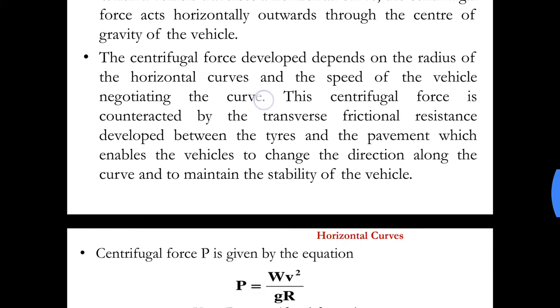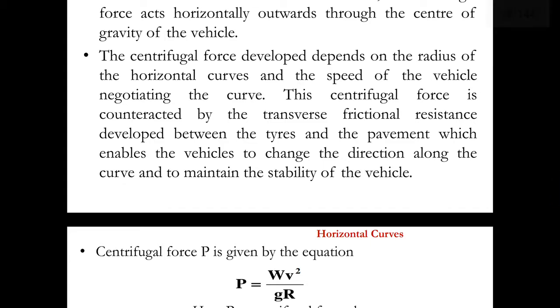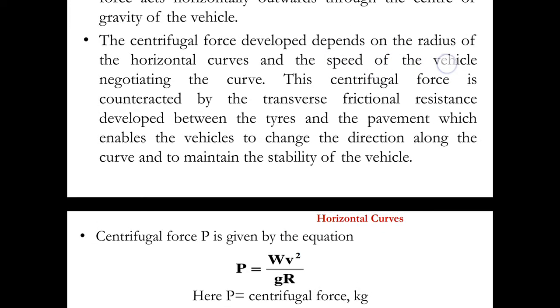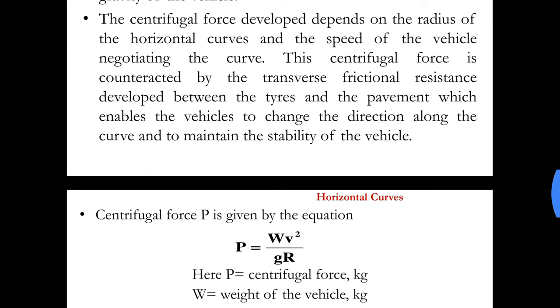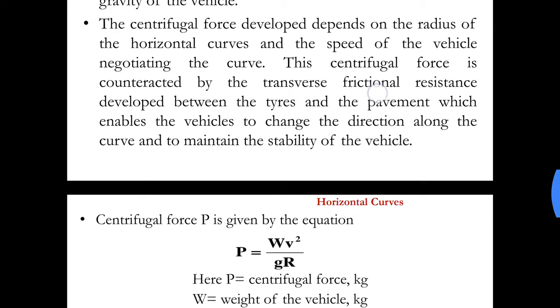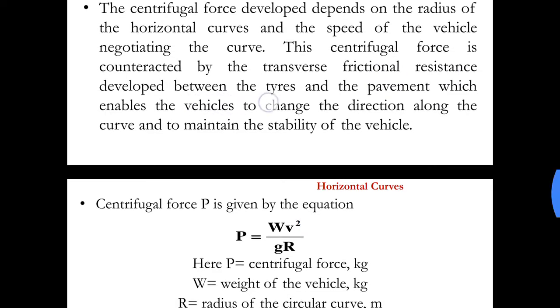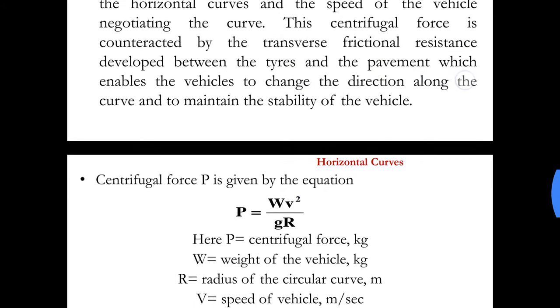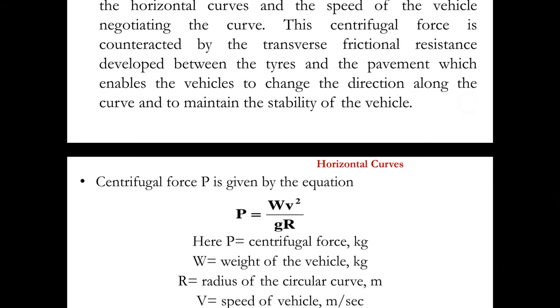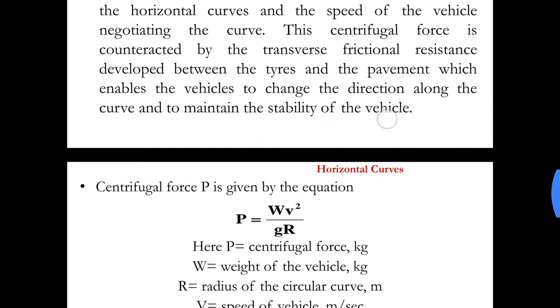Okay, so the centrifugal force would be higher for a vehicle traveling at a higher speed. This centrifugal force is counteracted by the transverse frictional resistance developed between the tires and the pavement, which enables the vehicle to change the direction along the curve and to maintain stability of the vehicle.